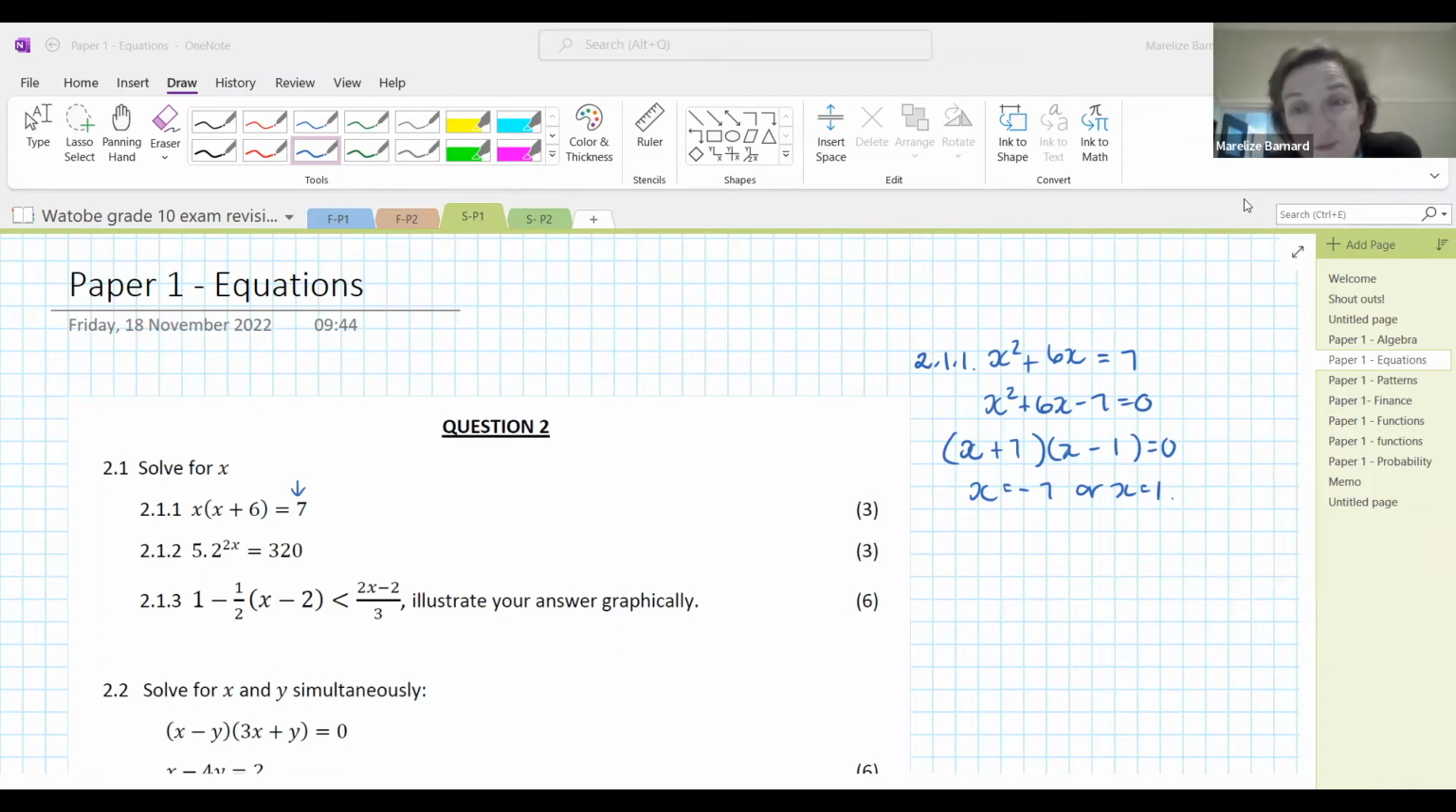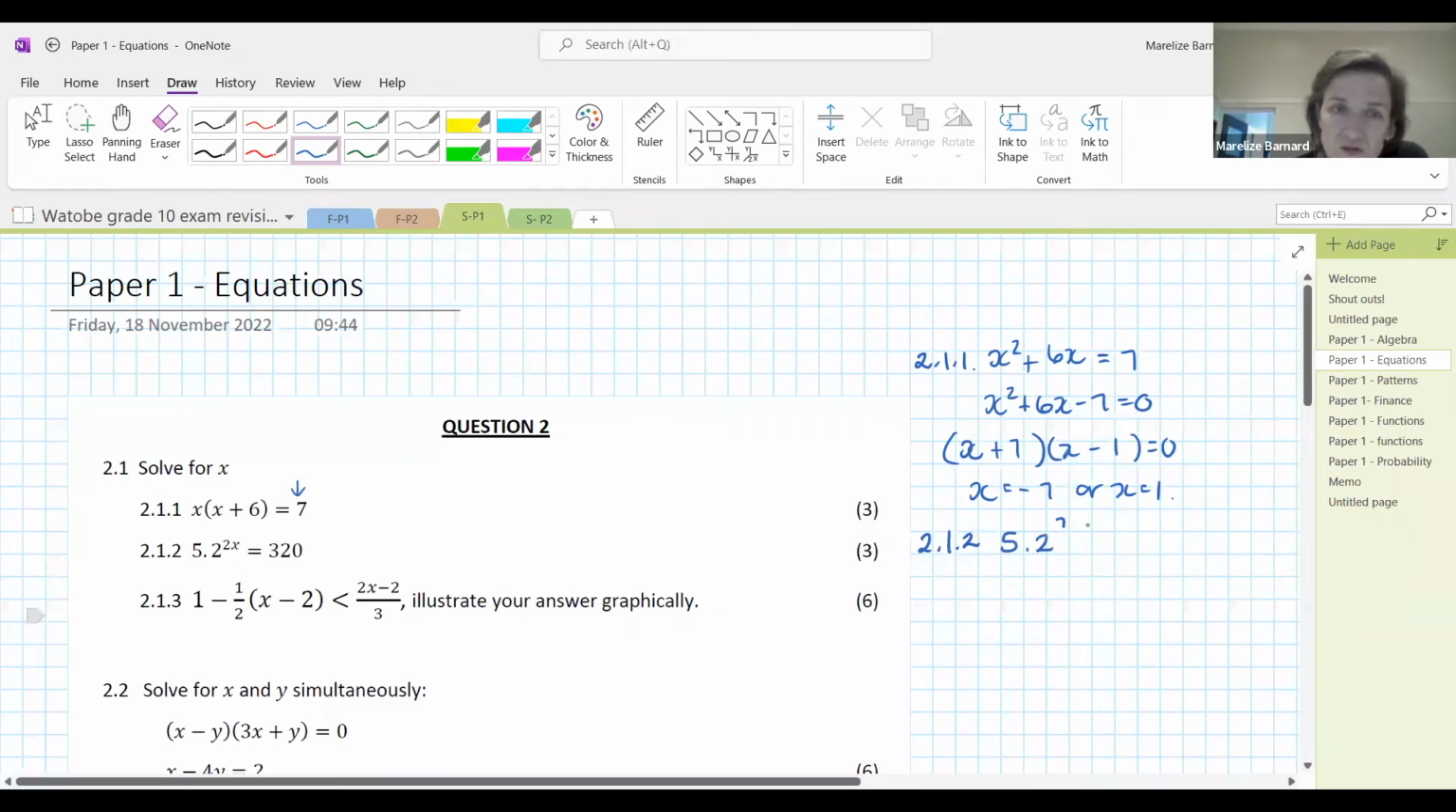No, it's not fine because you won't get the same answer. So you've got to check that you get -7, but that it's not +1 and -7, because +1 and -7 will give you -6. And you need a +6 in the middle. Okay, so make sure your signs are right. Okay, let's go right ahead to 2.1.2.